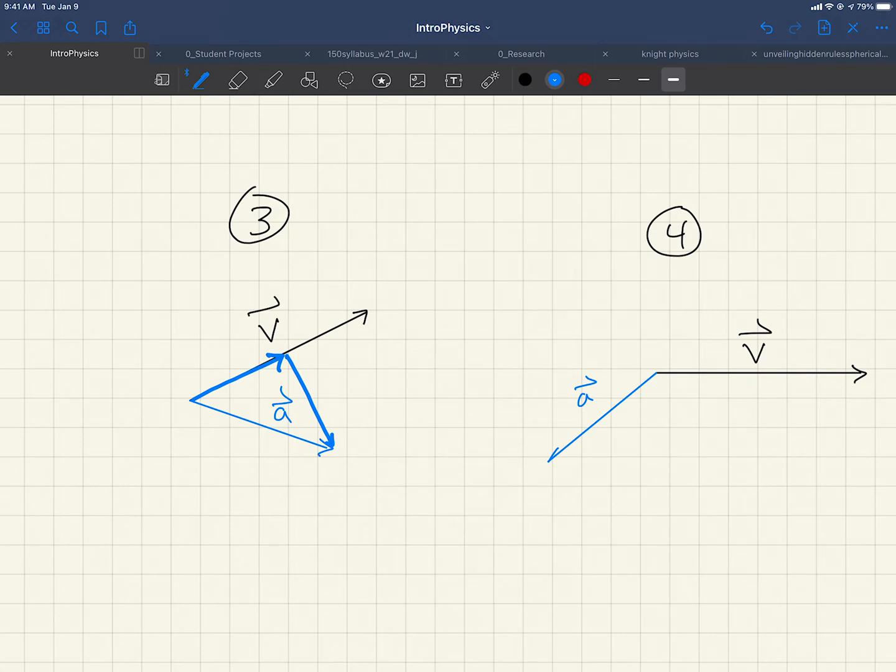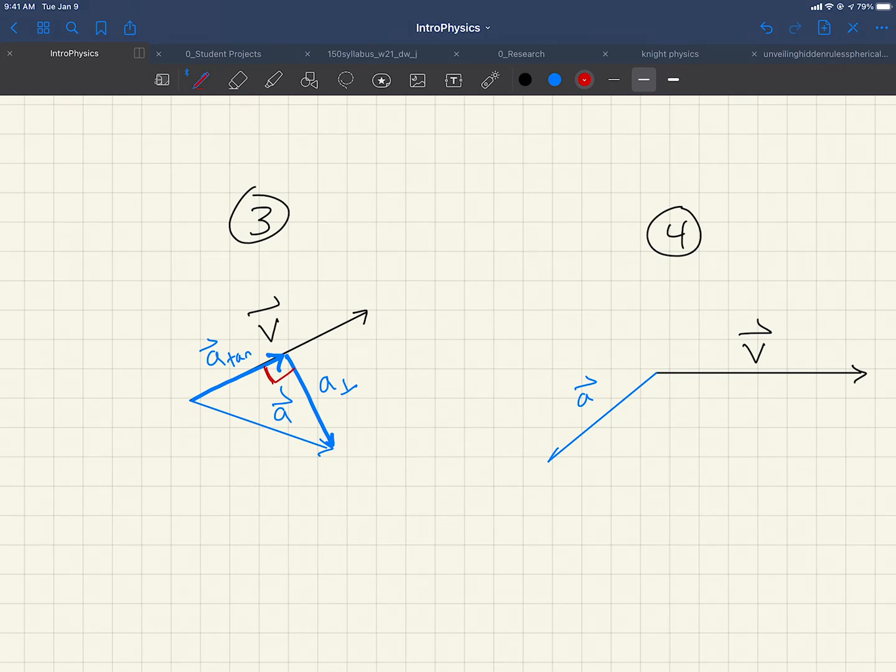There really is only one answer, and the answer is whatever makes that triangle. So this is going to be the A tangential or the A parallel, and this is going to be the A perpendicular. And let's remind ourselves that there's always supposed to be a right angle here.